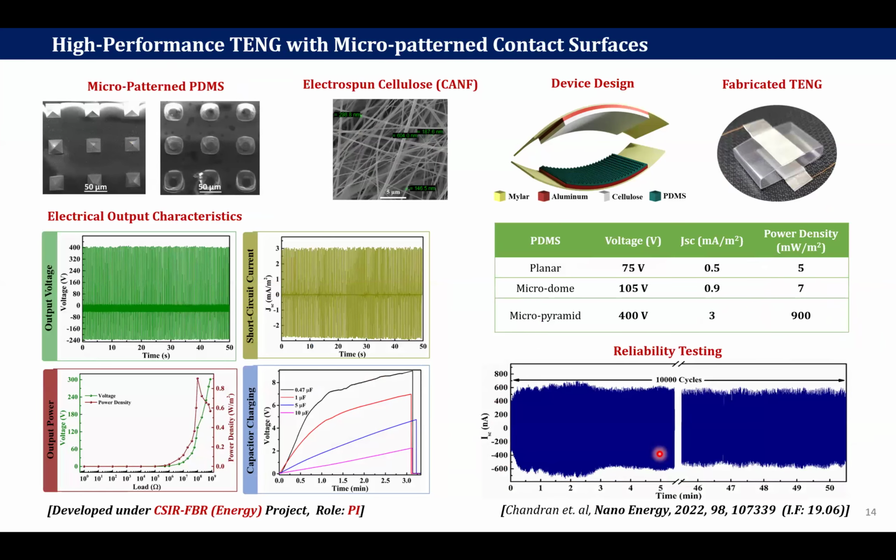Again, we found that if you do micro patterning on both the contact surfaces, like micro patterning on the PDMS side and electrospinning on the cellulose side, the coupled device will enhance the power output almost 180 times. The voltage is increased to almost 400 volts, current to 3 milliampere per meter square, and power density to almost 0.9 watt per meter square. This has been tested for almost 10,000 cycles, and we published this finding in Nano Energy in 2022.